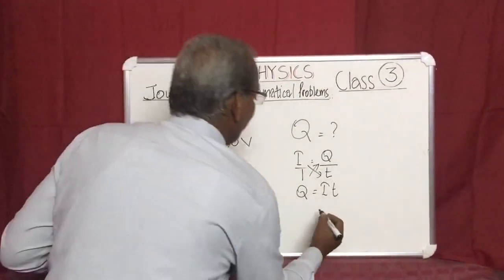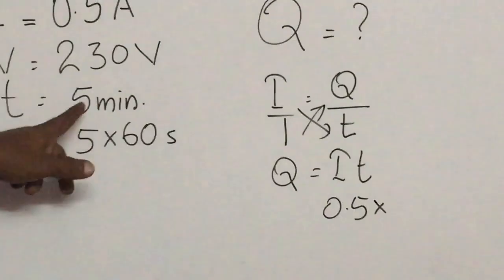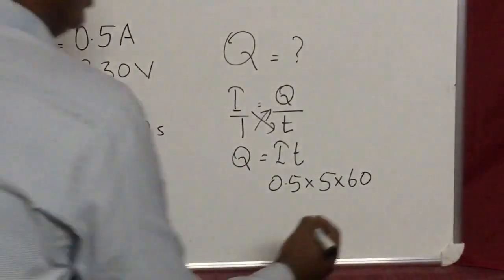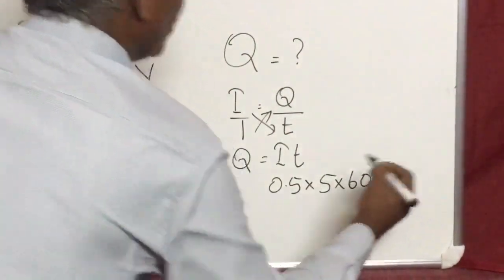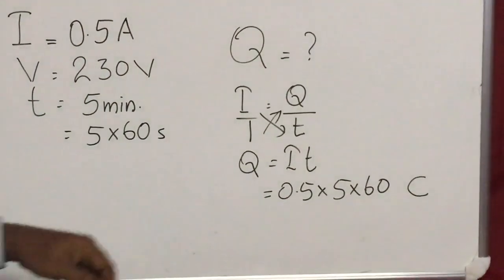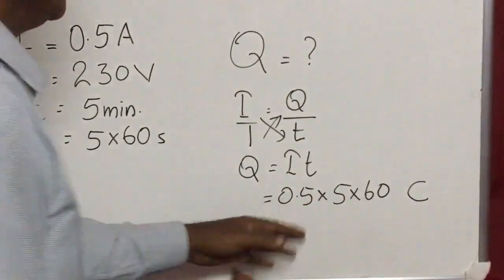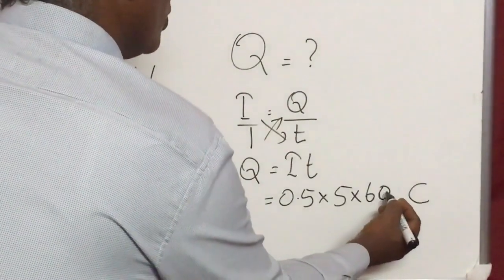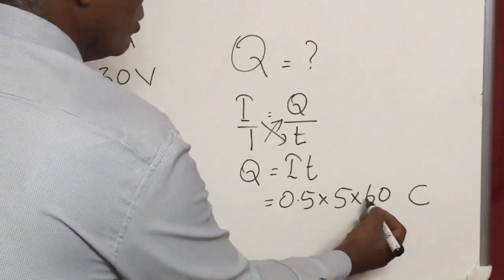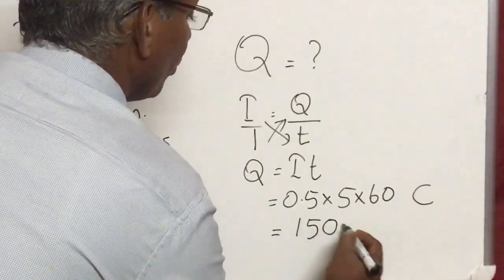So I is 0.5, substitute the values: 0.5 into time, not 5, 5 into 60. That much Coulomb, C, that is the unit of charge. We have to simplify this and we will get the answer. What is the answer? 0.5, here 60, 60 is 6 into 10. So 0.5 into 10 is 5, 5 into 5 into 6, which is equal to 150 Coulomb.